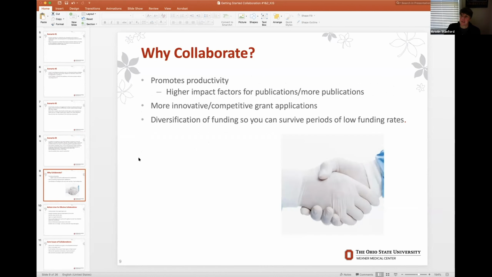So, one of the things that we talk about a lot is why collaborate. And I think there are more reasons than not to collaborate. I think it promotes your productivity, it gives you higher impact factors for publications, it gives you more publications, makes your grant applications more innovative and more competitive.